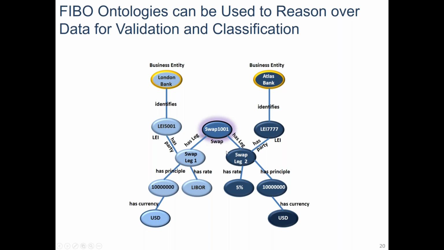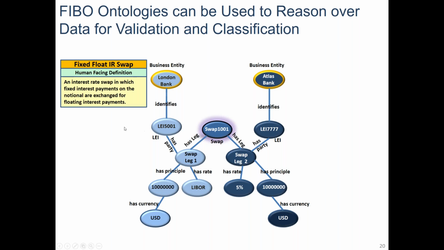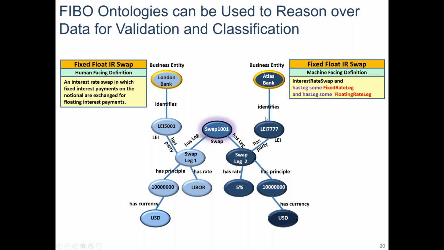So, on the other end, we will have some similar data of the other leg of the swap. So we provide a definition in FIBO of the swap. In this case, it's a fixed float interest rate swap, and we could provide a machine-facing definition in the language of the web ontology language, where we would say that a fixed float interest rate swap is an interest rate swap that has one leg that is a fixed rate leg and one leg that is a floating rate leg.